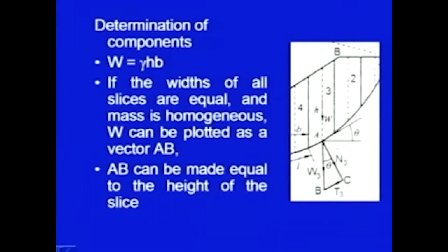As far as graphical construction is concerned, we can graphically simply plot this W equal to h only, and when we do the calculations we will multiply it by gamma into b. But remember, in that case the soil should be homogeneous and the width should be the same for all the slices. So, we can draw here the h length, and as I told you, you can draw the radial vector and draw a line perpendicular to the radial vector, then you can get the component n and component t.